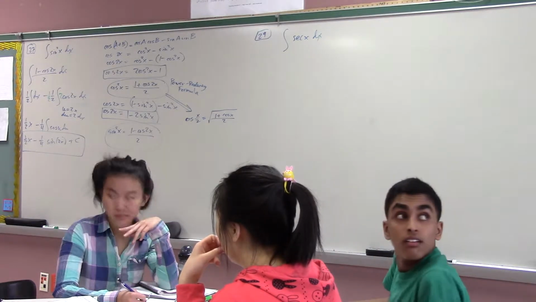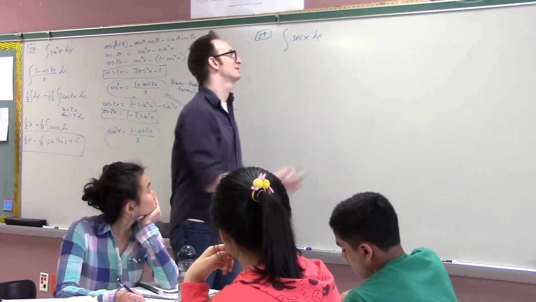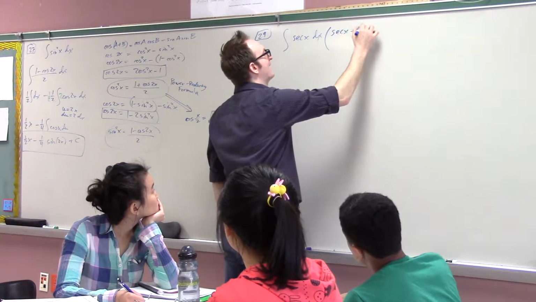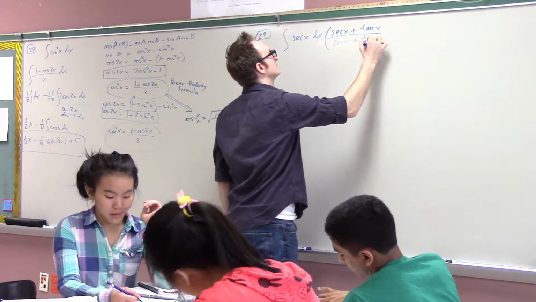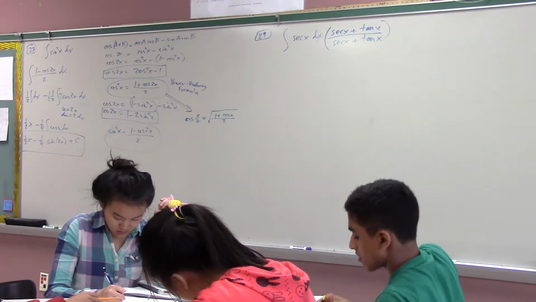So here's the cheap trick. Aaron, here's what you do. Anyone could have thought of this. You just multiply the top and bottom by secant x plus tan x. Okay, go. That was your hint.